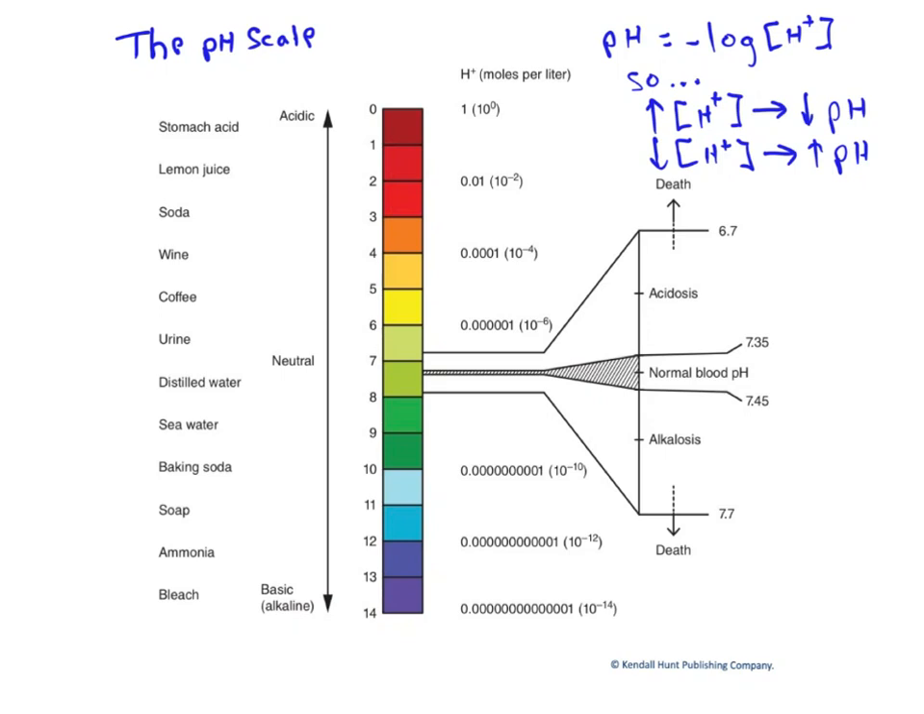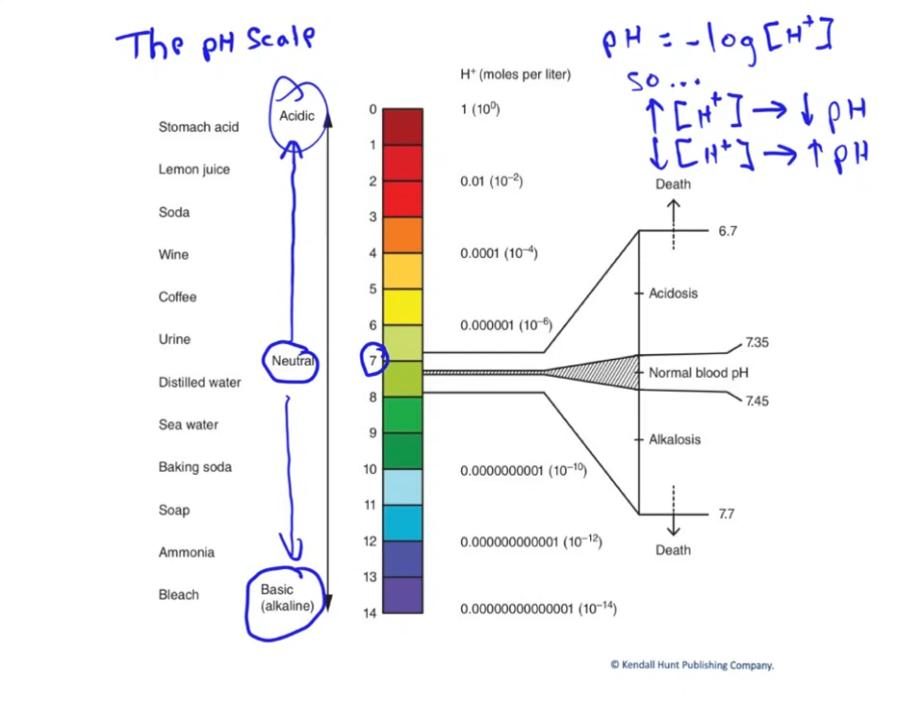Oftentimes, to give people a foothold in understanding all of this, we define pH 7 as neutral, and we say that as pH drops below 7, especially as we approach 0, the more acidic the solution is, and as we increase pH, especially as we get up toward 14, the less acidic the solution is, or if you will, the more basic or alkaline the solution is.